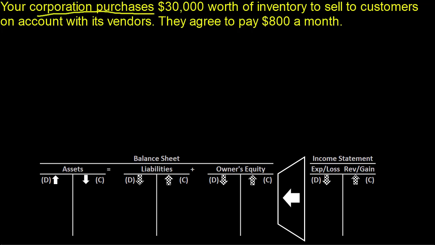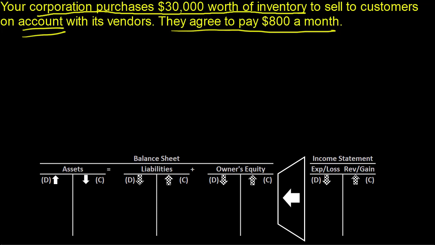So we are purchasing $30,000 worth of inventory to sell to customers, and we agree to pay $800 a month. And we bought this on account, which means we gave an IOU, right? And so what we want to do is see what the journal entry is for this. So let's start with what we can touch. What can we touch? The inventory.